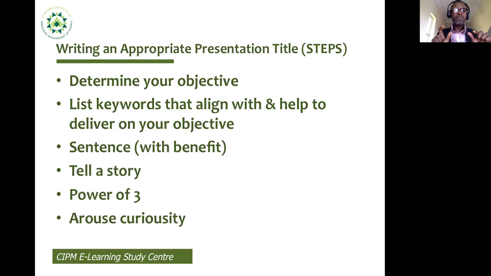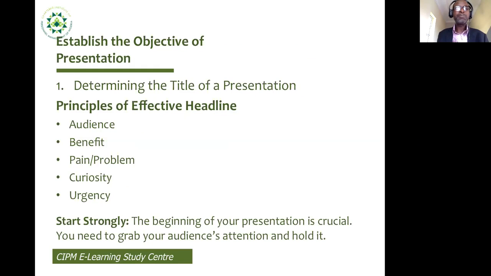The power of 3. Don't forget that. Don't use more than 3 keywords in your title, so that people will be focused. That's the power of 3. Not more than 3 keywords. If possible, 1 central keyword driving the focus home. That's it.